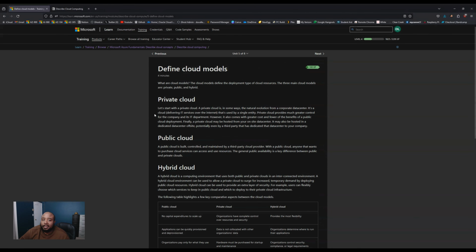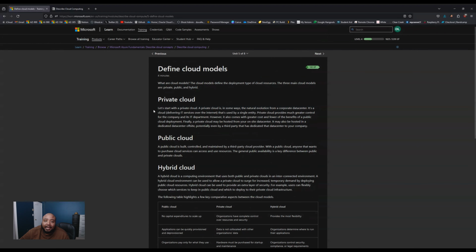All right, so the next one is defining the cloud models. What are cloud models? The cloud models define the deployment type of cloud resources. However you choose to deploy the cloud is the cloud type. The three main cloud models are private, public, and hybrid.